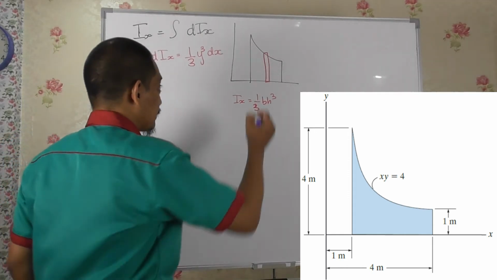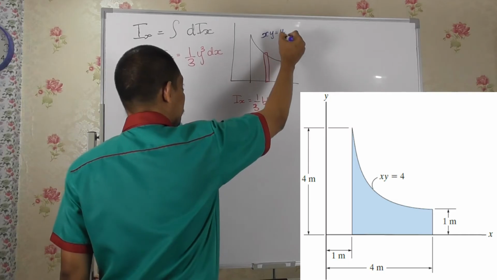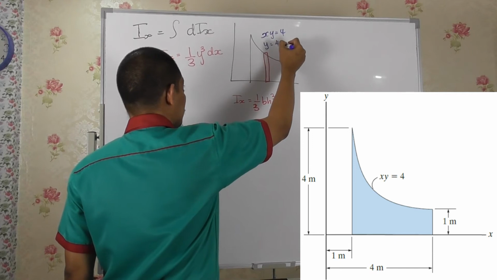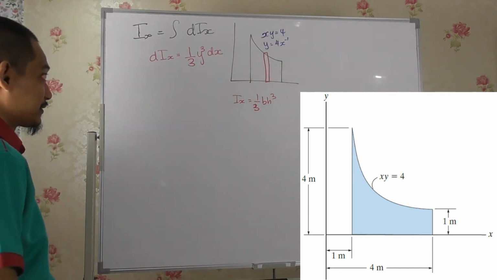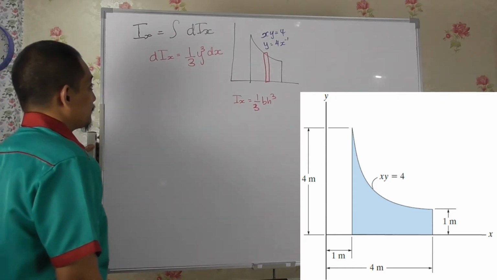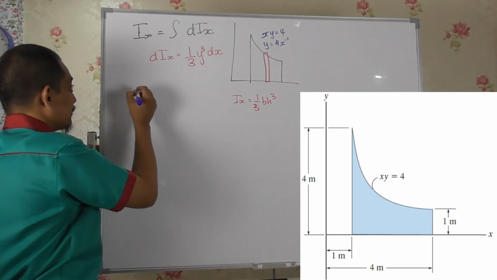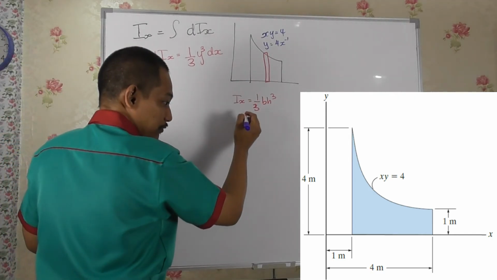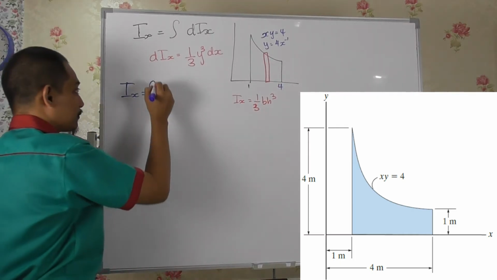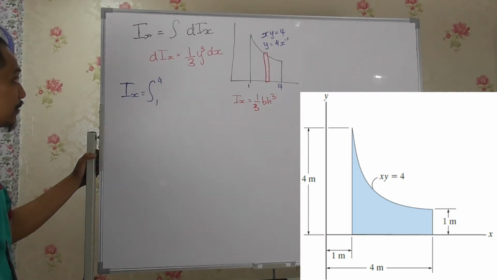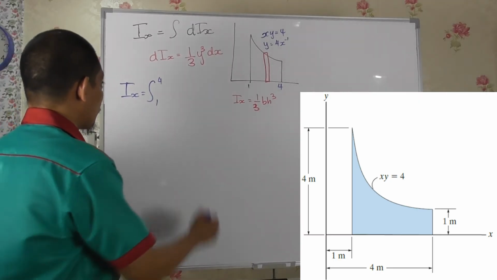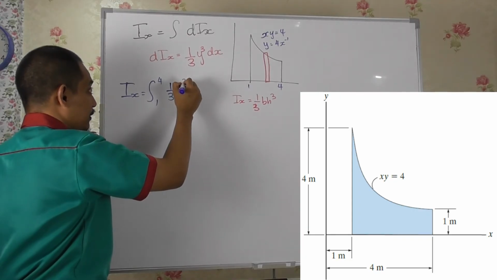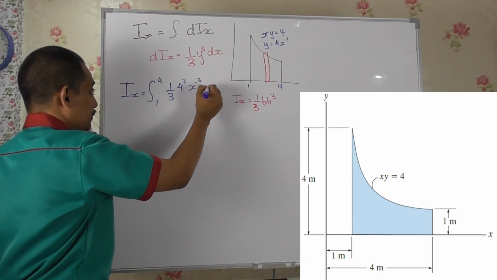This equation is xy equal to 4, so we have y equal to 4x to the power of negative 1, or 4 over x, 4 divided by x. So if we plug in here, Ix is the integration with limits from 1 to 4. So 1 to 4, and then we plug in 1 over 3 y cubed, so the whole thing cubed, so 4 cubed, and then x to the power of negative 3 dx.